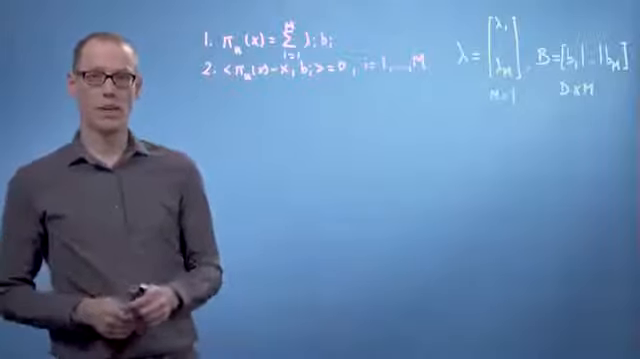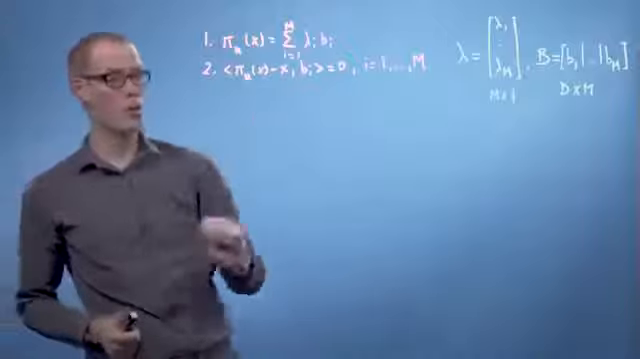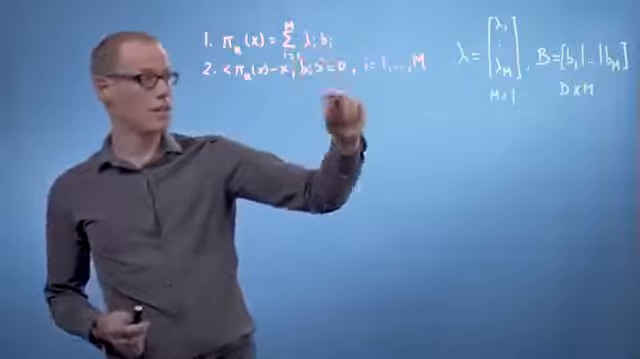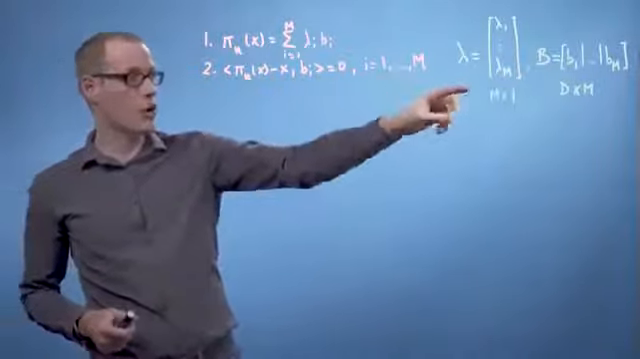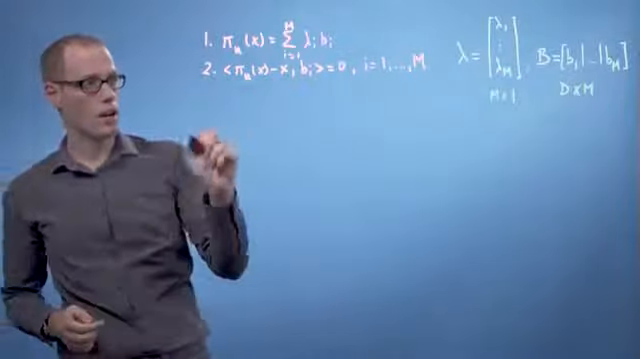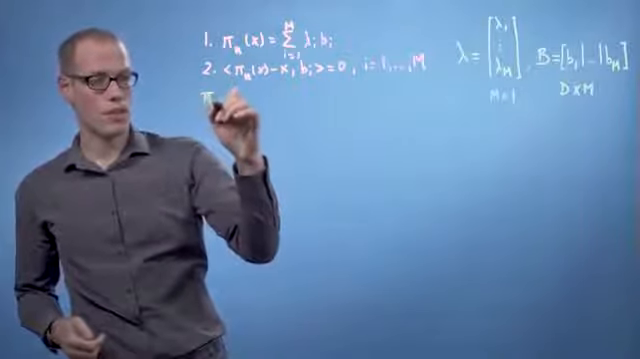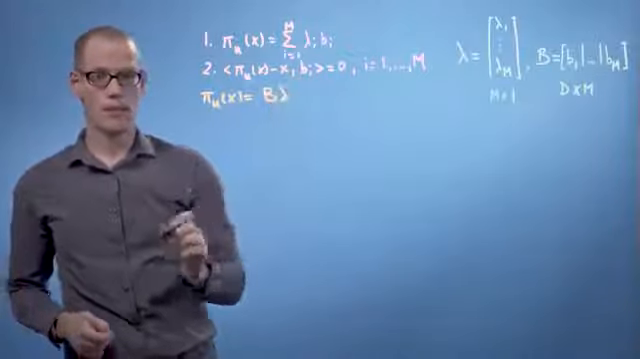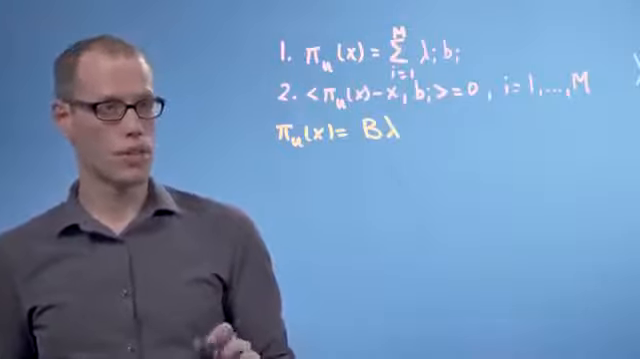Okay, let's derive this result. I copied our two insights up here and I have defined two quantities: a lambda vector, which consists of all these lambda i here, and a B matrix, where we just concatenate all basis vectors of our subspace U. Now, with this definition, we can also write pi u of x equals B times lambda. Let's assume we use the dot product as our inner product.